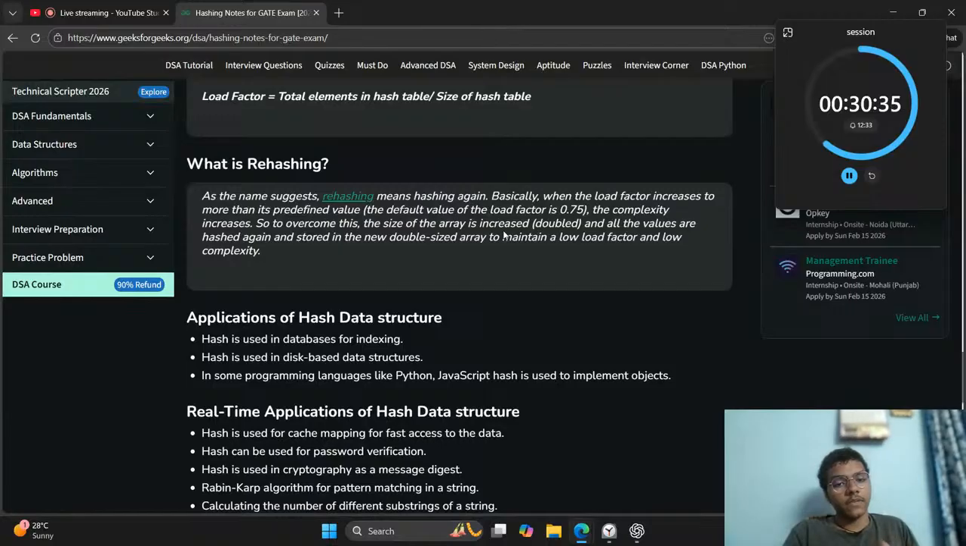Rehashing, as the name suggests, means hashing again. Basically, when the load factor increases to more than its predefined value, the default value of the load factor being 0.75, the complexity increases. So to overcome this, the size of the array is increased, doubled, and all the values are hashed again and stored in the new double-sized array to maintain a low load factor and low complexity.